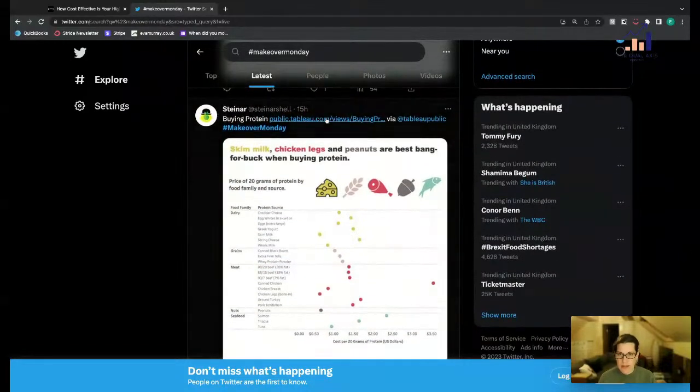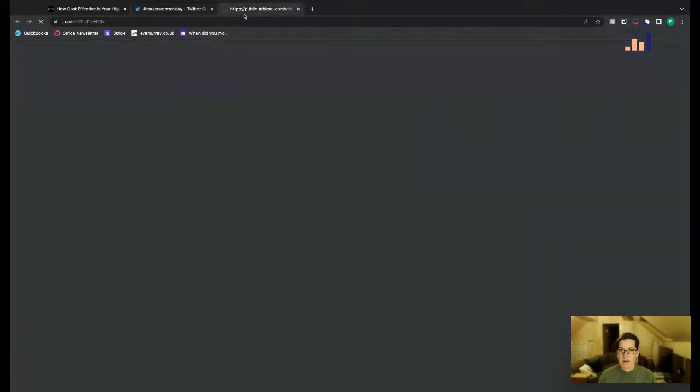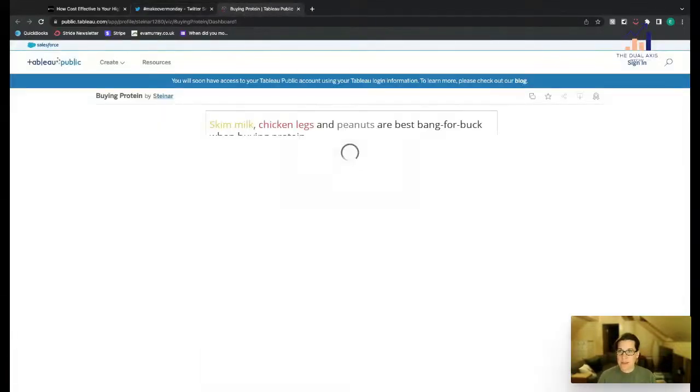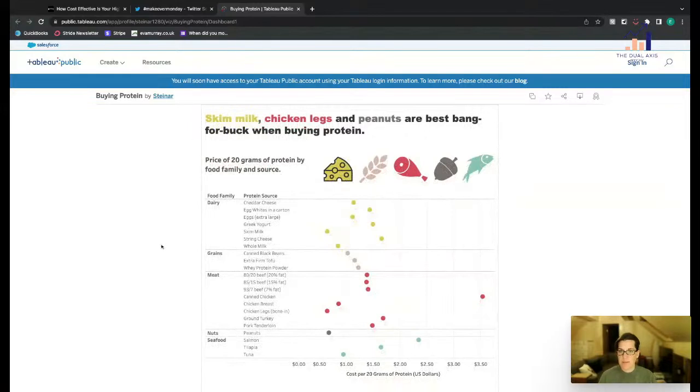Okay, yes, we have a link for another Viz. So this is by Steiner, buying protein. Well, you don't really buy protein, you buy food. Skim milk, chicken legs, and peanuts are best bang for buck. No, are most cost effective when looking for protein-rich foods. That's how I would say it.